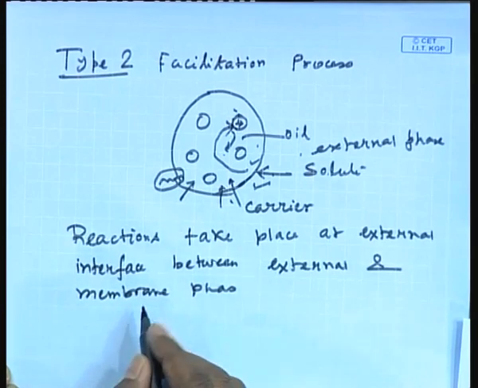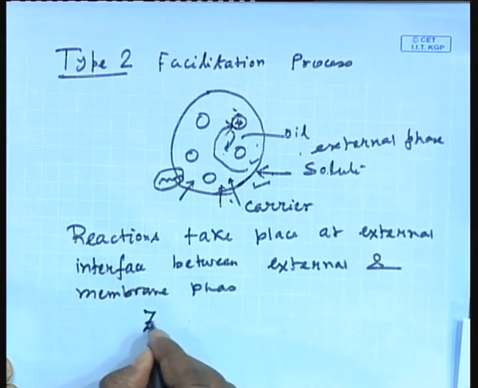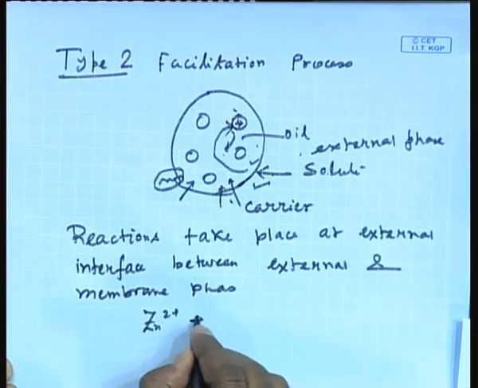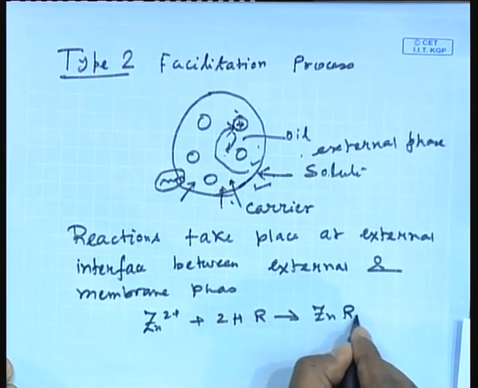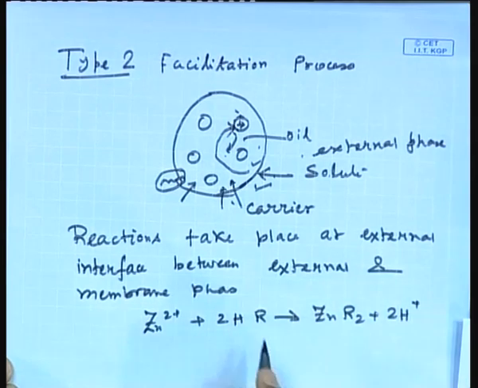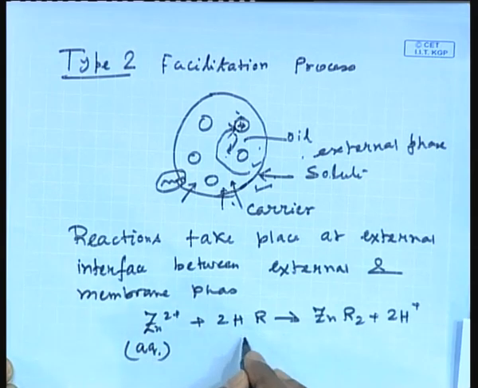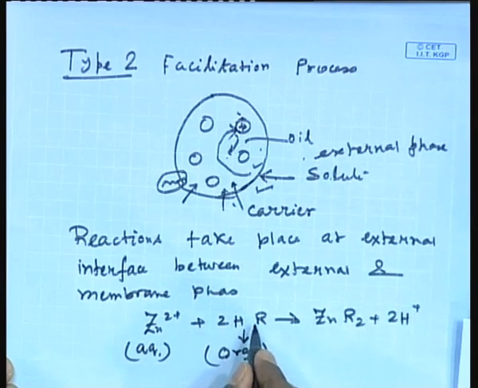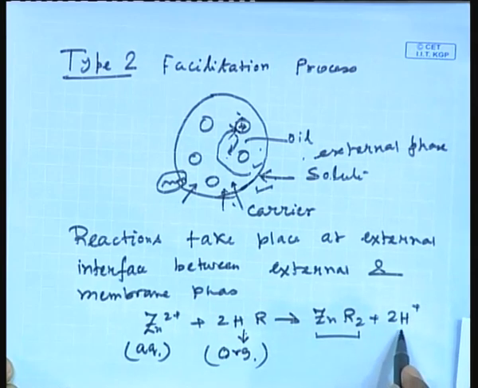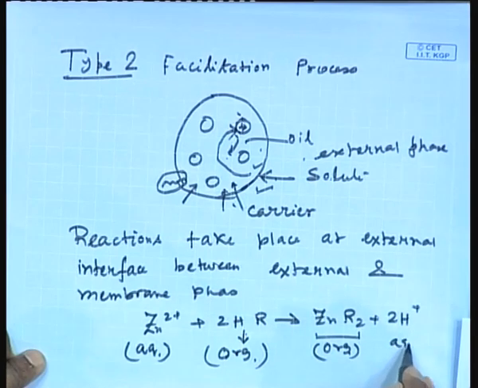So, this reaction takes place, let us talk about zinc, transport of Zn++. So, this is the solute, Zn++ plus 2 HR, where HR is an organic carrier, giving ZnR2 plus 2 H+. Okay. This reaction takes place. So, zinc was in the aqueous phase or the external phase. And HR is the carrier in the organic phase. This is a carrier present in the oil phase. This reacts with the zinc and produces a complex and releases protons. Okay. This is also organic phase and this is the aqueous phase.